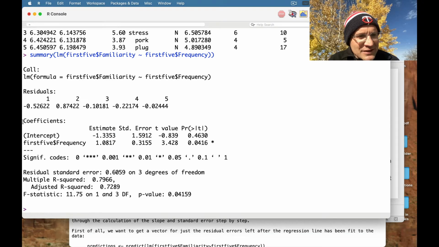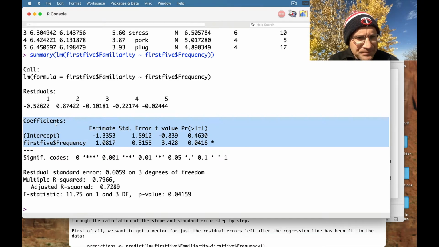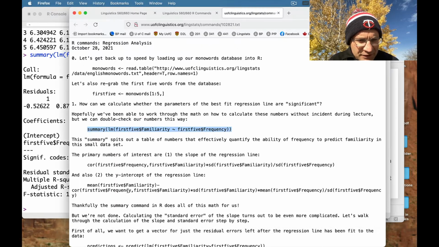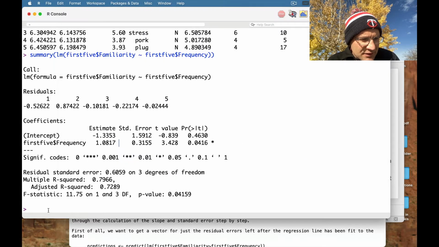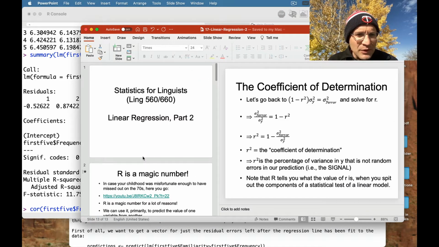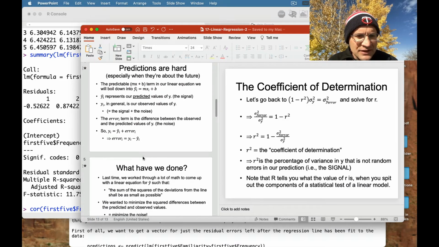But then it's also giving me this other stuff here, these coefficient numbers. And these look like something we've talked about before. We've got the intercept here, and this is our estimated intercept right there. Then it's got this variable name here, first 5 frequency, and it's got an estimate for that as well. So what does that mean? Well, if we go back to our commands worksheet, we can calculate the slope, or what's supposed to be the slope of this equation, based on all this math that we talked about before. So let's see if I can find it.